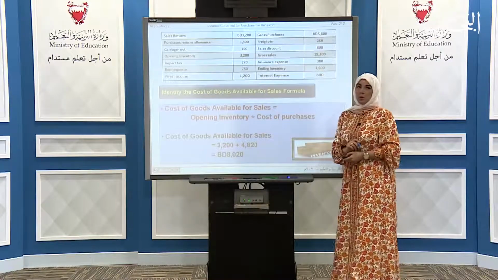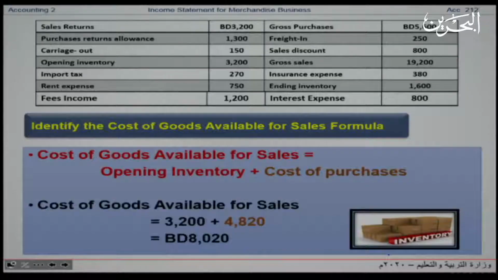By shifting to the fourth required, dear student, you should find the cost of goods available for sale. How can I get the cost of goods available for sale? I should use this formula. Let us take a look at the formula.